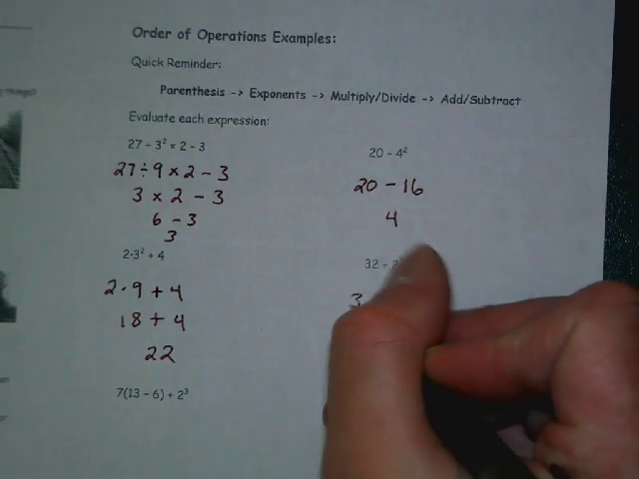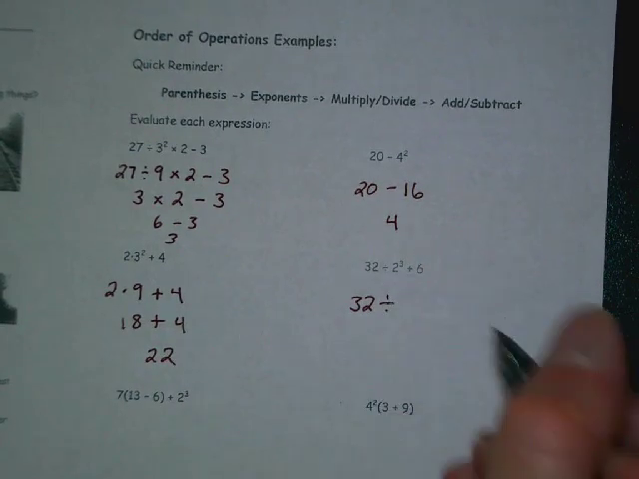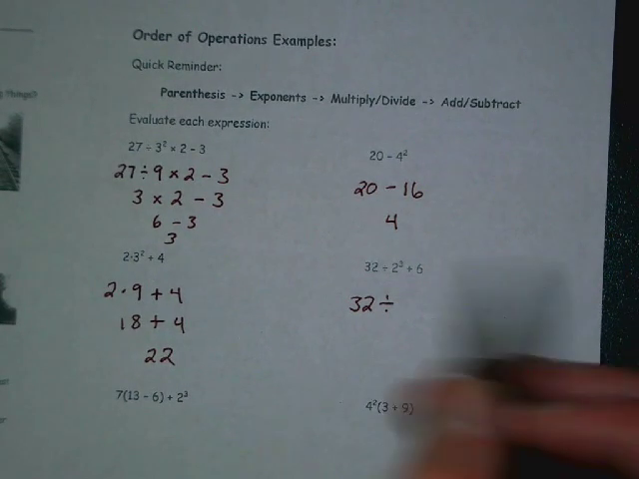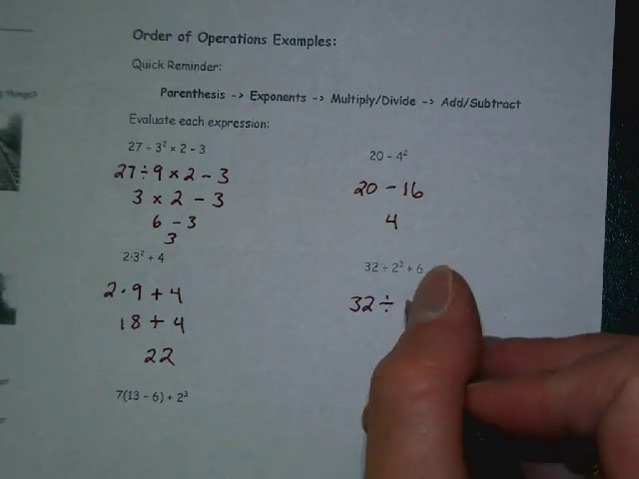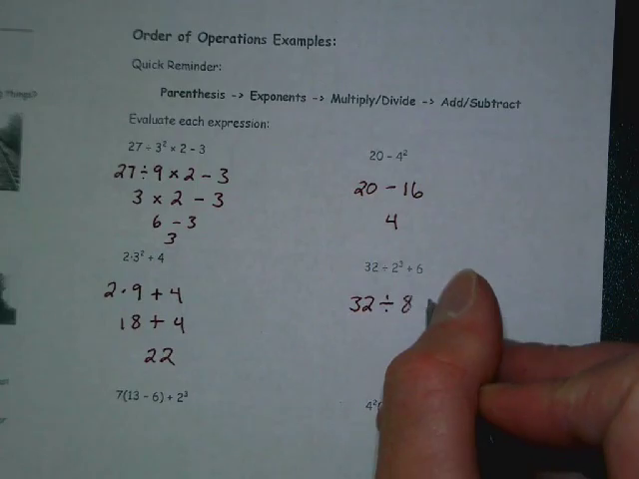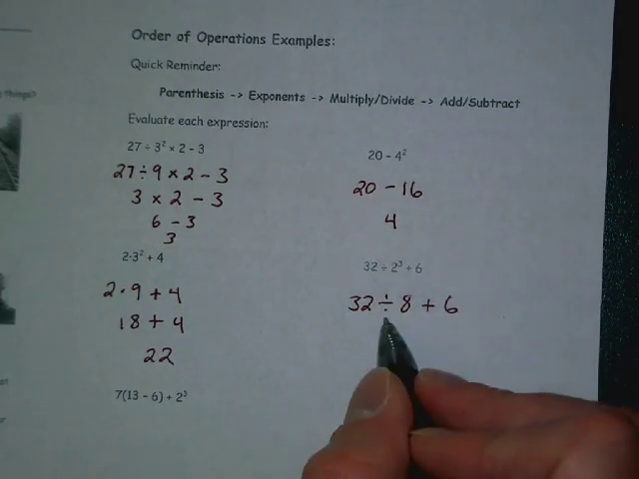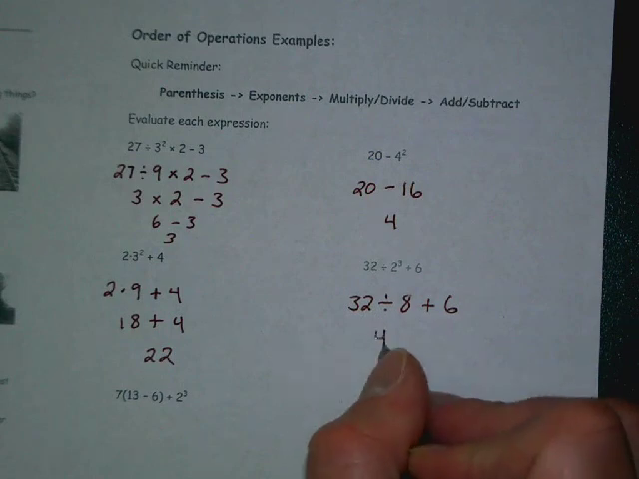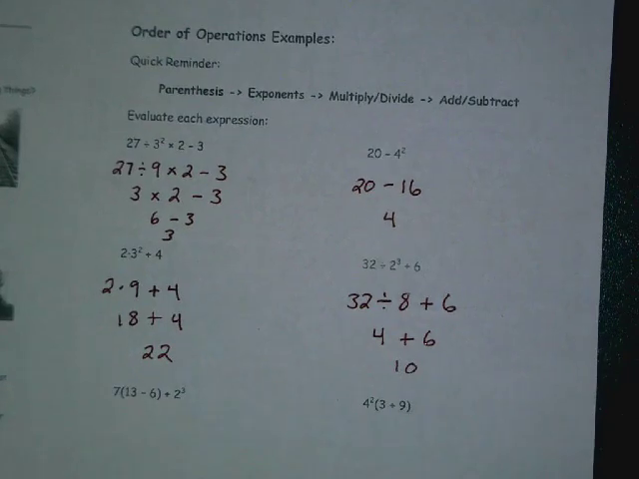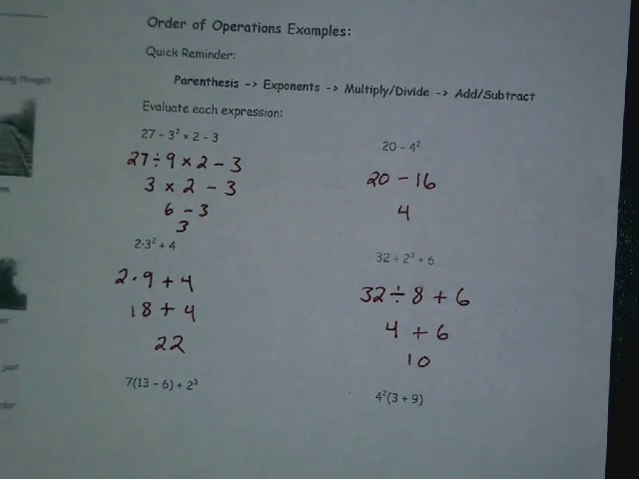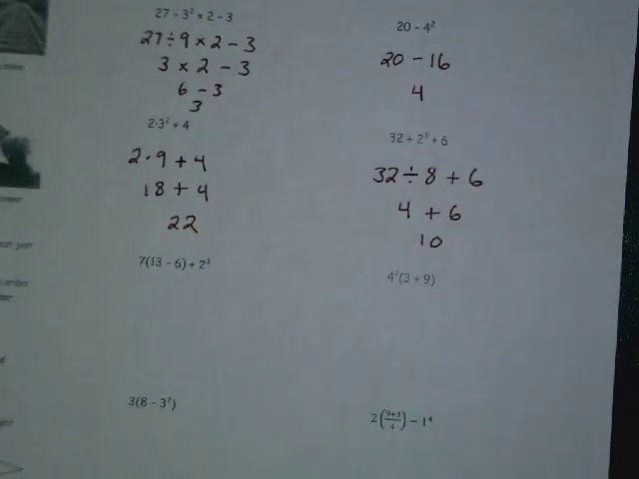Next one, over to the right there. So no parentheses again, exponents. What is 2 to the third power? 2 times 2 times 2. Not 6. 8, there we go. Remember, exponents, don't think of it as 2 times 3. It's 2 times 2 times 2. 2 times 2 is 4, 4 times 2 is 8. So now we have division and adding left. Division comes first, so 32 divided by 8 gives us 4, and then 4 plus 6, and we end up with 10.